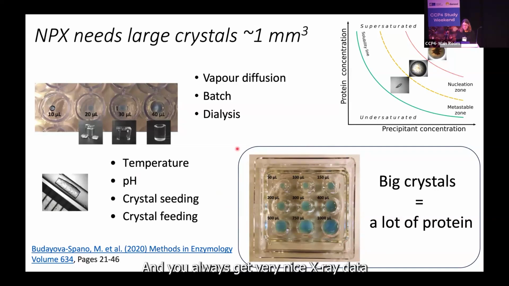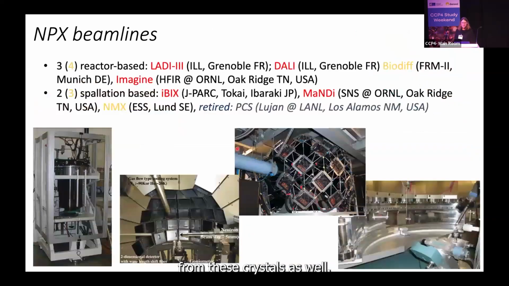And you always get very nice X-ray data from these crystals as well. So once you've labeled your protein and you have a nice big crystal, now it's time to try to find a beamline.